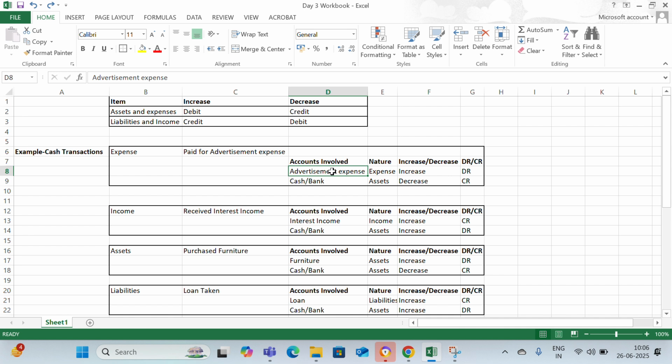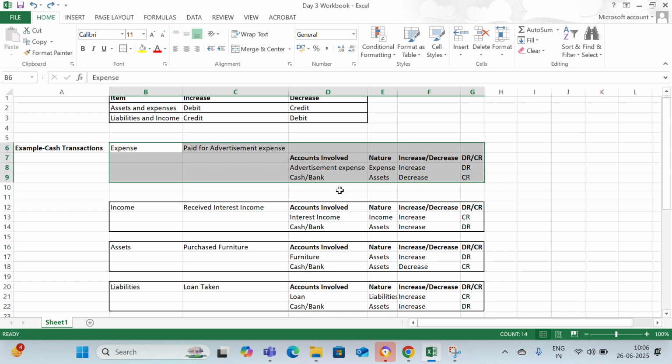Now we know this is a financial transaction and these two are the accounts involved. Let us try to classify its nature into assets, expenses, liabilities, income. Advertisement expense is an expense and cash or bank is my asset. Now as per the rule, when the assets or expenses increase, they are debited. When they decrease, they are credited. In this case, my advertisement expense will increase, my cash in bank will decrease because I will be paying. So since expense is increasing, it is debited as per the rule. When an asset is decreasing, then it is credited as per the rule. So this is how a basic journal entry is formed.